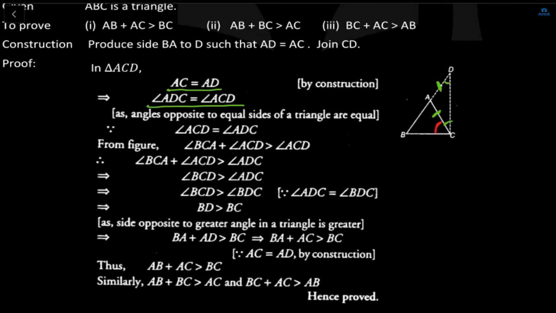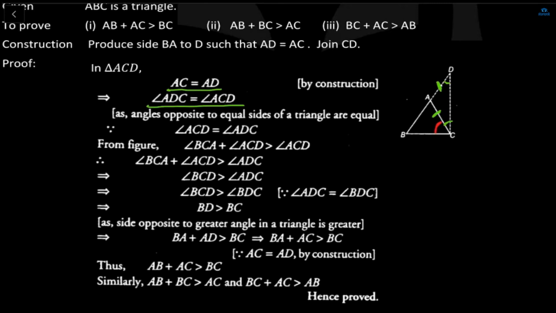We have just compared the C part, the part of angle C that is in triangle ACD. It is equal to the angle D. Now I'm taking the complete angle C, that is angle BCA plus angle ACD, which will obviously be greater than angle ADC because they both are equal. If they both are equal and I'm adding something on only one side, that will obviously be greater.